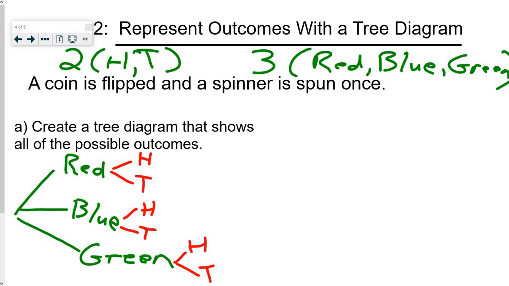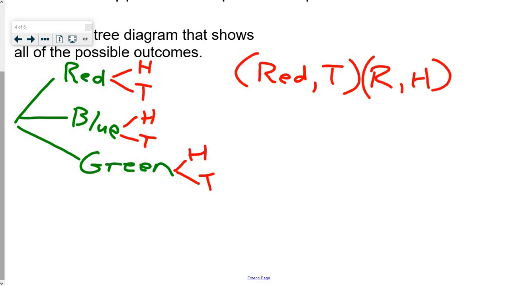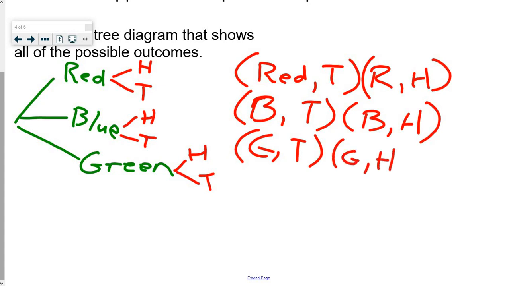So out of the possible outcomes, we would have red tails, red head. We would have blue tails, blue head. We would have green tails and green head. So 6 possible outcomes here. And there's your sample space as well.